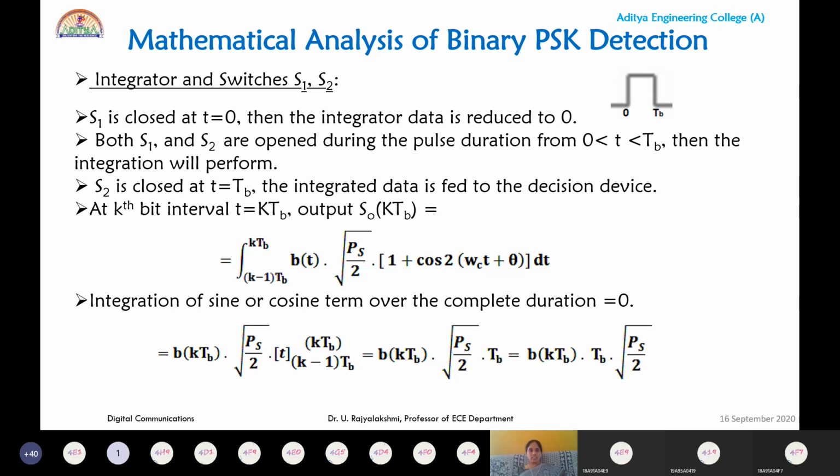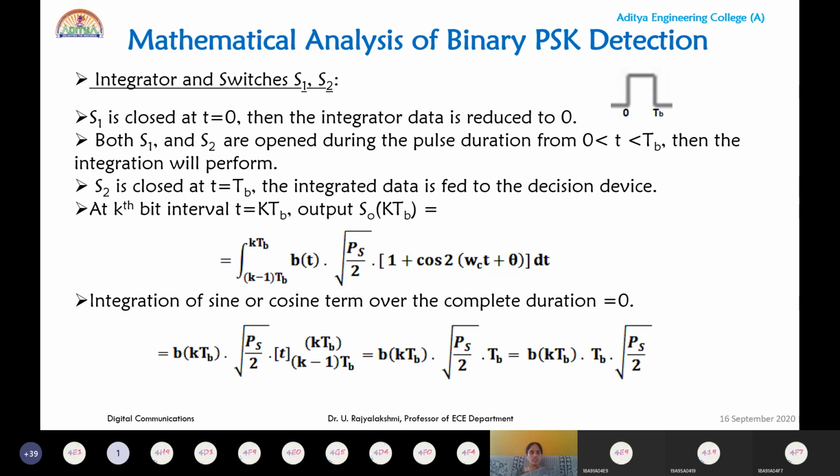So if you take the integration, you will get b of t, at t equal to kTB because you are calculating there, so b of kTB into root Ps by 2 into the time t, with lower limit (k minus 1) TB and upper limit kTB. So you will get b of kTB into root Ps by 2 into TB. After integration, the output is b of kTB into TB into root Ps by 2, because kTB minus kTB plus TB gives, kTB and kTB cancel. So you get only TB at the output.